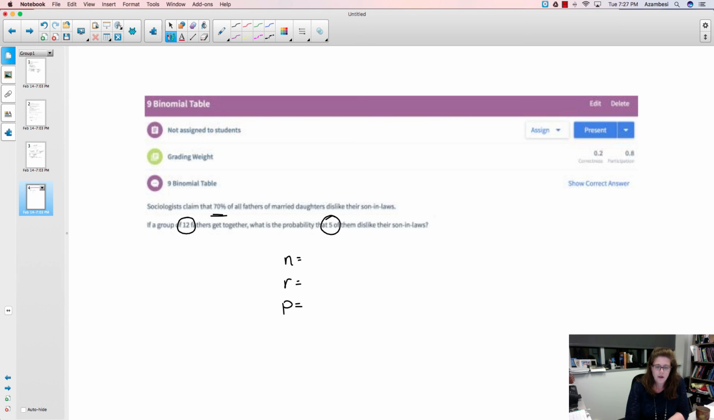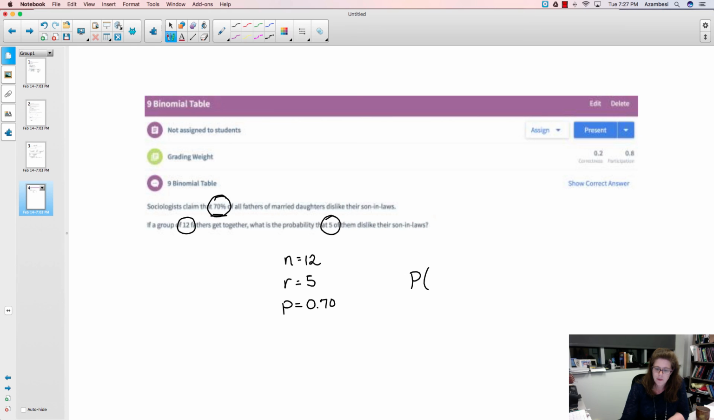So a group of 12 fathers, that means that I have 12 for my n. We're looking for the probability that 5 of them dislike their son-in-laws. And our probability comes from here. Sociologists claim that 70%, or 0.70, is our probability here.